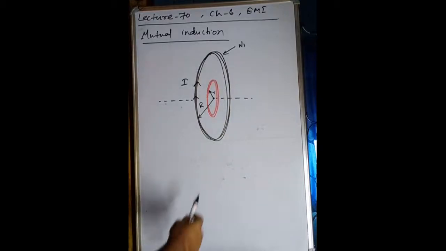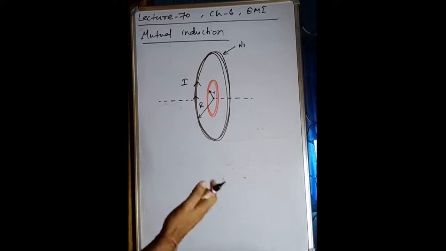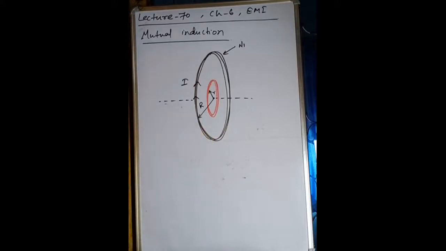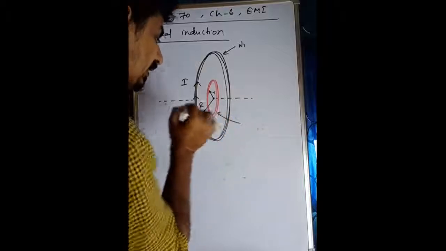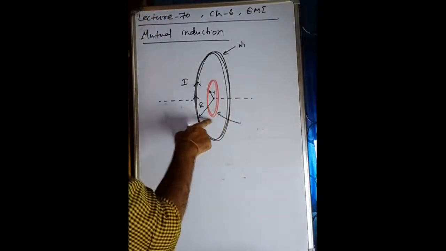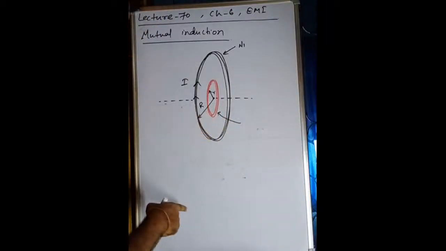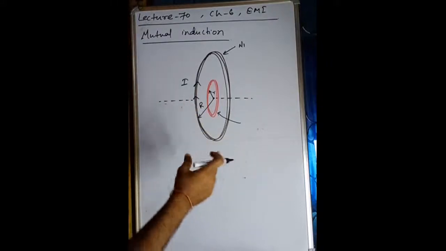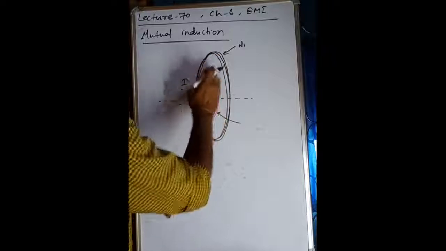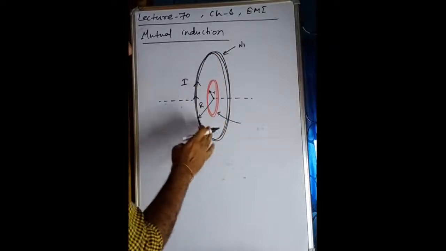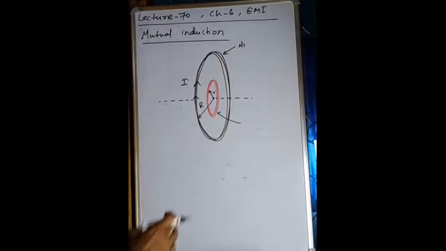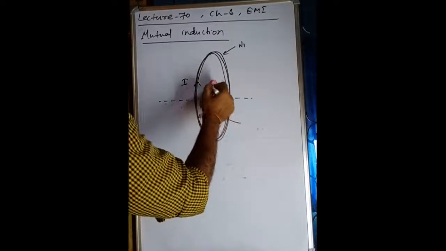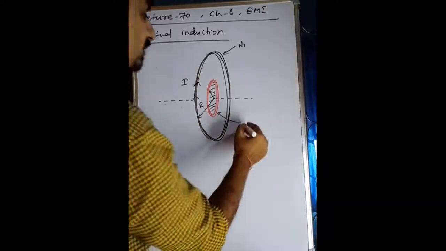Yes, but how much flux will be linked with the second coil, that is the red coil? The flux linked with this red coil will come from the magnetic field, which we suppose is uniform within this region. But the area is not the total area of the bigger coil. The area will be of this small coil only, and this area is pi r square.